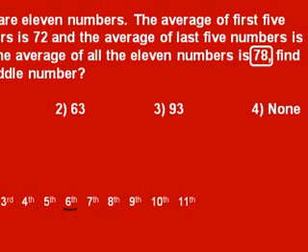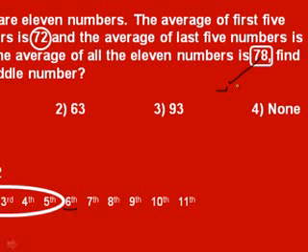Now let's see how we can find the middle number. Since the average of all the 11 numbers is 78 and the average of the first 5 numbers is 72, the deviation given by each of the first 5 numbers would be 72 minus 78, which is negative 6. So negative 6 is the deviation which will be given by the first 5 numbers on average, which means the total deviation given by the first 5 numbers would be negative 6 times 5, which is negative 30.